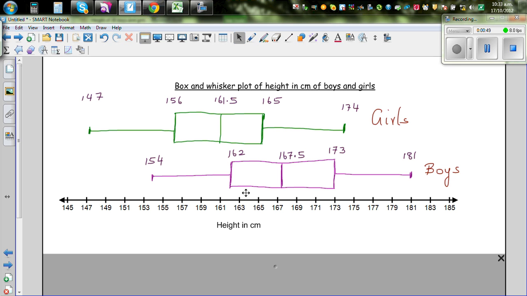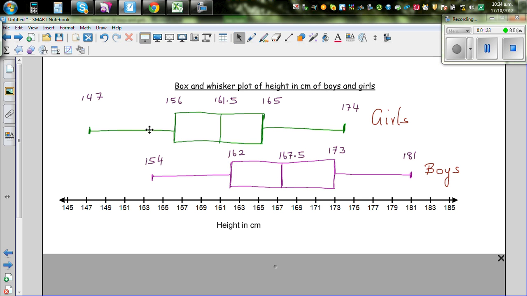When you're comparing two data sets, like the heights or weights of two genders, you have to have the same scale, and you have to draw the two boxes, or more than two boxes, on the same scale. Then only you can compare. You need to label the scale. So this scale is the height in centimeters, and you have to have a title: the box and whisker plot of the height in centimeters of 30 boys and girls.